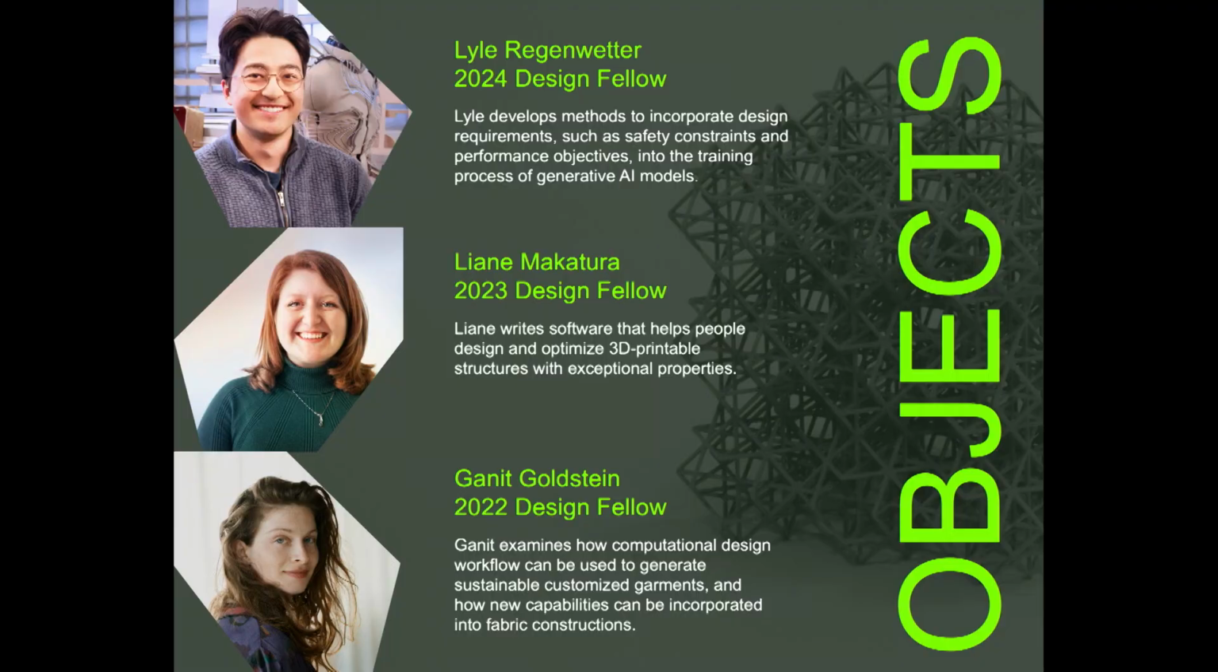And so for our second panel, we will be moving to the scale of objects and thinking about material properties, fabrication methods, and assemblage, and how that can unfold new design possibilities. So we will have one Mad Design Fellow from each of our three cohorts, and we'll hear from Lyle Regenvetter from Mechanical Engineering, Leanne Makatora from Electrical Engineering Computer Science, and GANIT GOLDSTEIN from Department of Architecture. So over to you, Lyle.